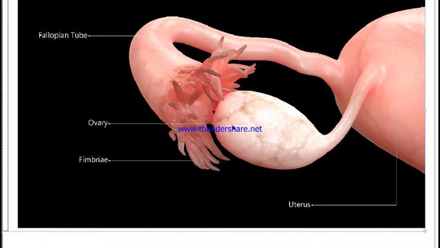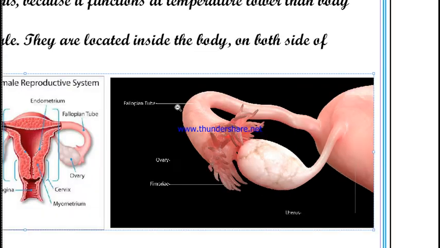The ova which are released by the ovary are received by this oviducal funnel with the help of the fimbriae. And the ova will travel through the fallopian tube up to the uterus. That much you already know.